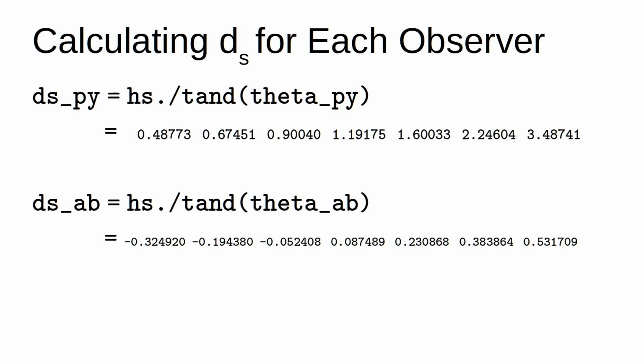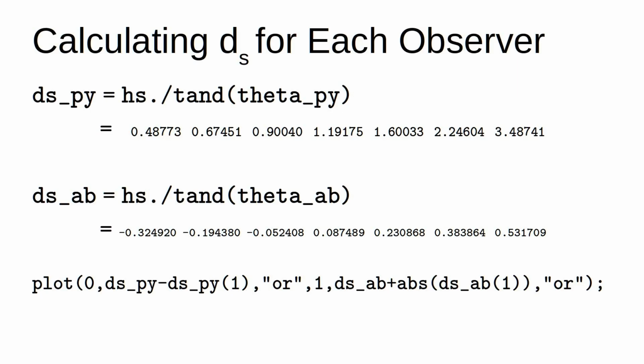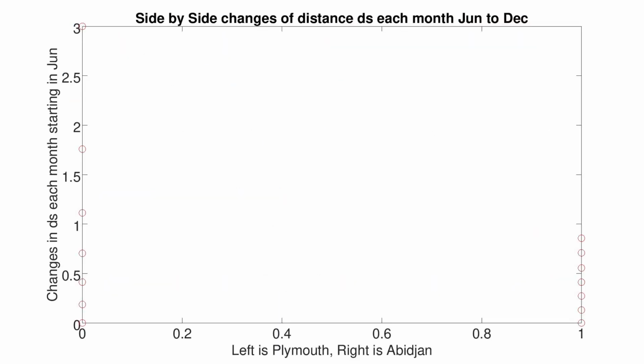To see this more clearly, we shall normalize each dataset with respect to their June values and plot them side by side. On the left, you can see how ds must change in order for the observer in Plymouth to experience the noon sun angle dataset, and on the right, how ds must change for an observer in Abidjan in order that they experience the noon sun angles reported in that dataset. These are clearly inconsistent with each other. They would have to be observing 2 different objects in the sun plane, but our hypothesis implicitly supposes only one such object.